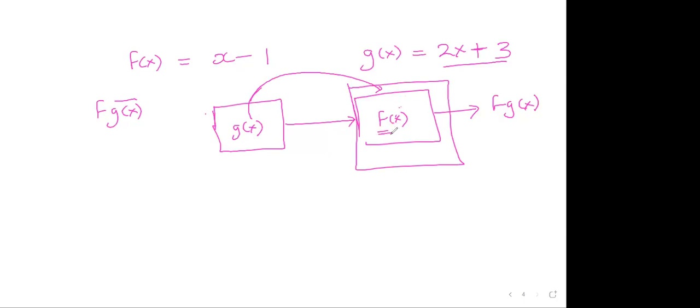Where there is x is where I'm going to put g. So what is my f? My f of x is x minus 1. So the position where there is x is where I put that g of x. So I'll have g of x minus 1. So I just go back, I look out for what is my g of x, it is this. So I say 2x plus 3 minus 1.